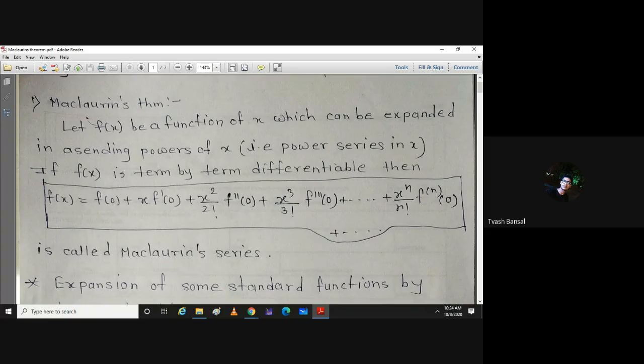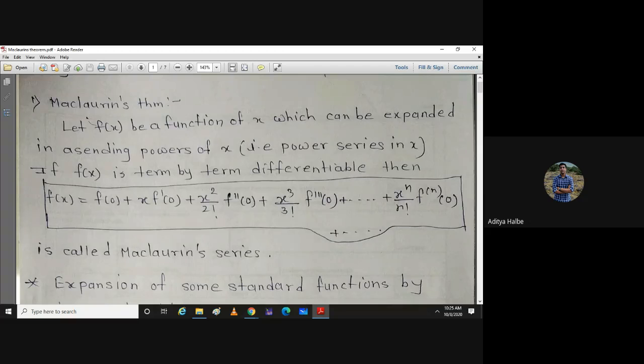So how will we find the series of e? Let us find out the series of e raised to x, and then substitute x is equal to 1. You want the series of e, so e raised to 1, that means you are putting x is equal to 1, isn't it? Yes, sir.